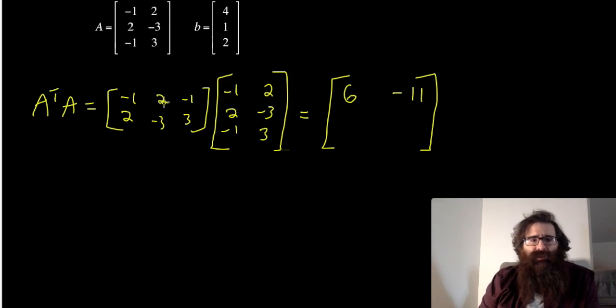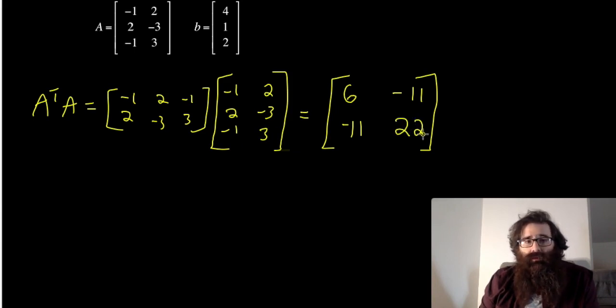Down here, filling in the second row of the product, A transpose A. 2 times -1 plus -3 times 2 plus 3 times -1. So again, that's -2 minus 6 minus 3 gives me -11. And one more left, 2 times 2 plus -3 times -3 plus 3 times 3. So that's 4 plus 9 plus 9. 9 plus 9 gives me 18, and then 18 plus 4 gives me 22. So there we have A transpose times A.